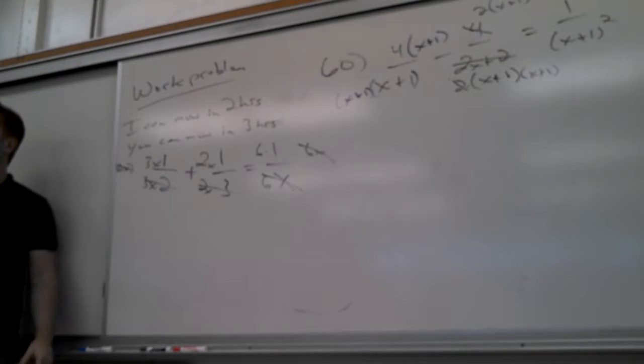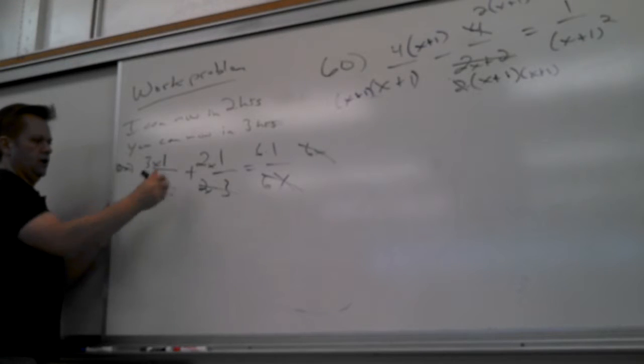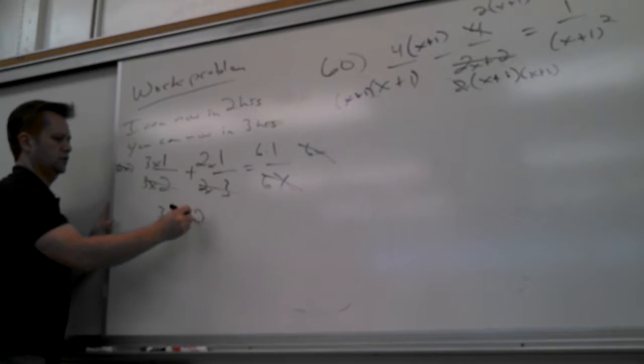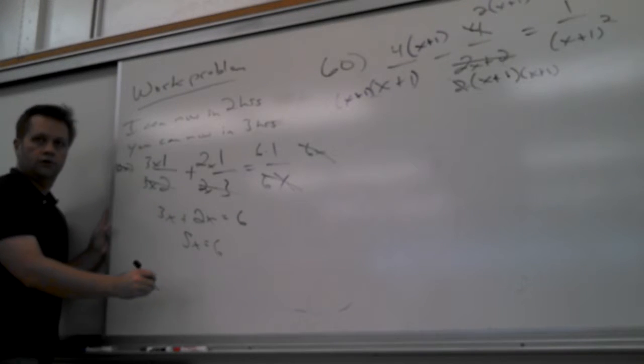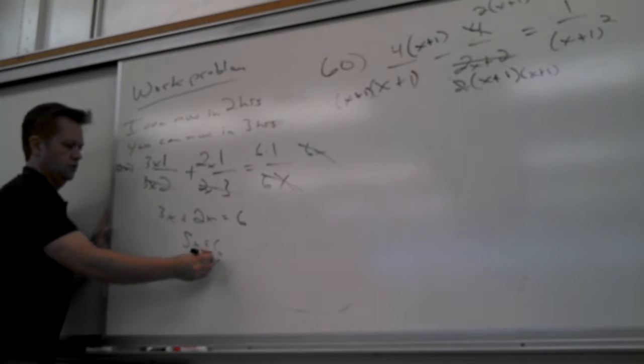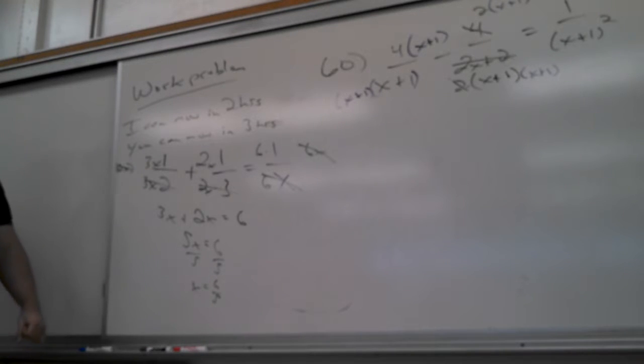Some of you guys are like, it can't be right, Jeff. It's not hard enough. It's not algebra. Algebra's hard. No. So what do I get? 3x plus 2x equals 6. 5x equals 6. So therefore, x is 6/5. Would you mark us down if we put 1 and 1/5? No. Okay.